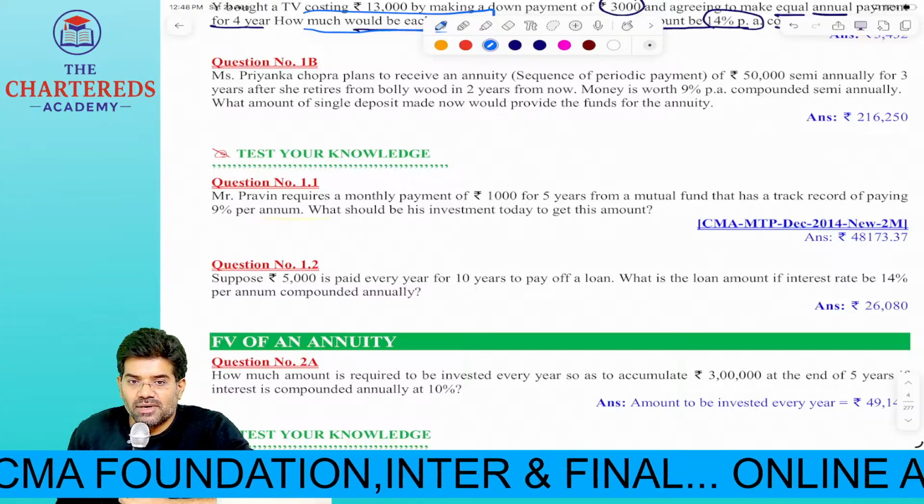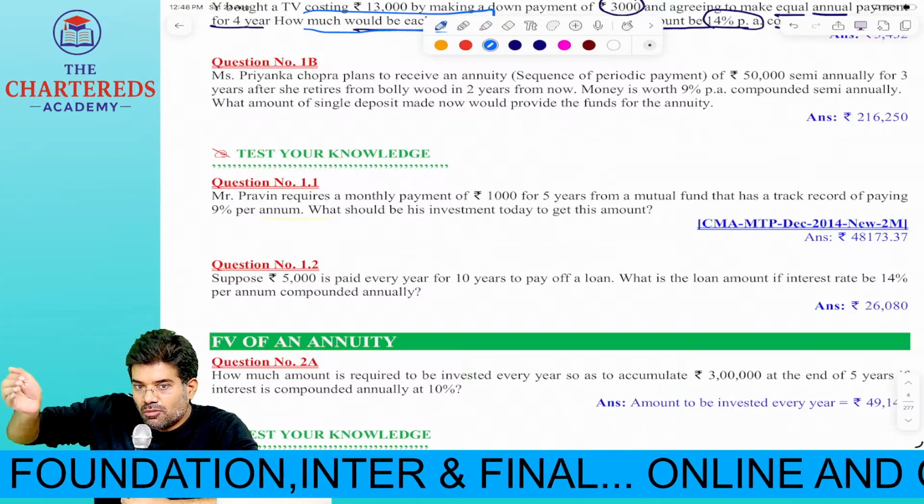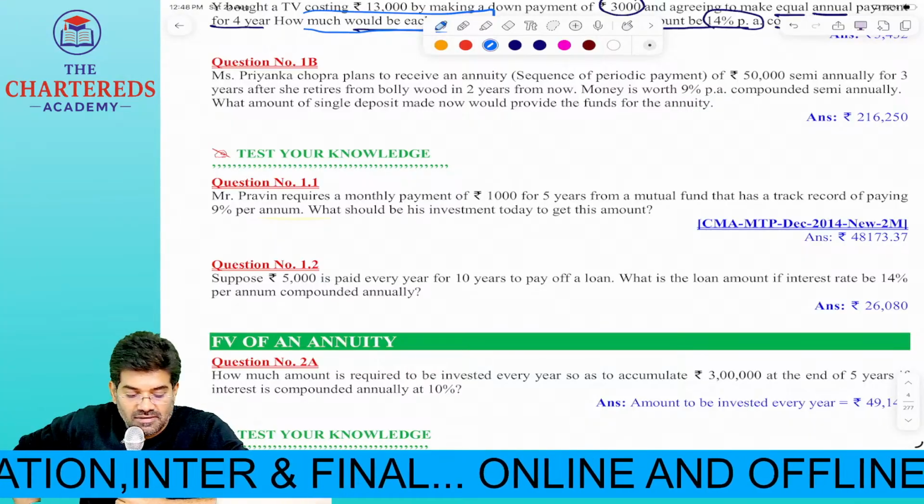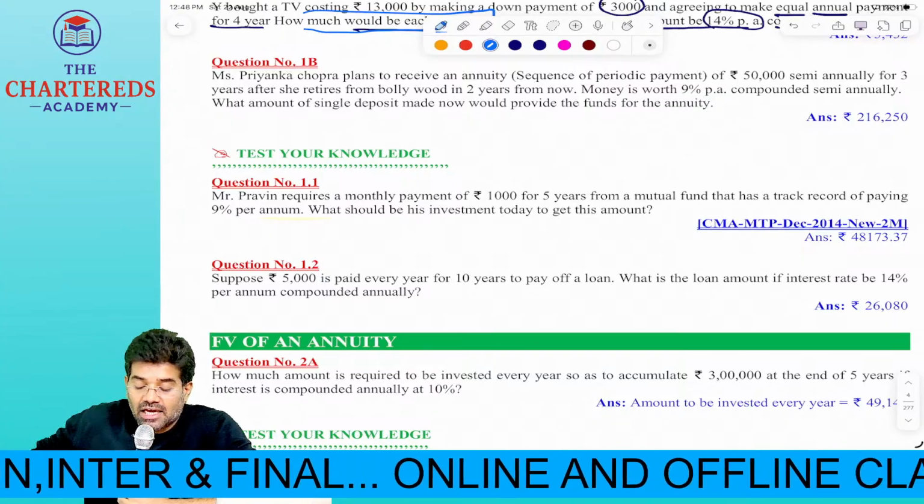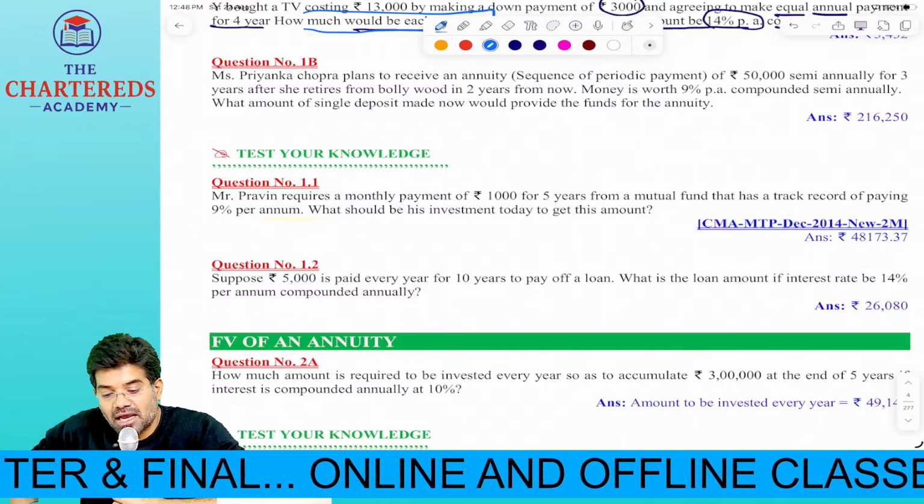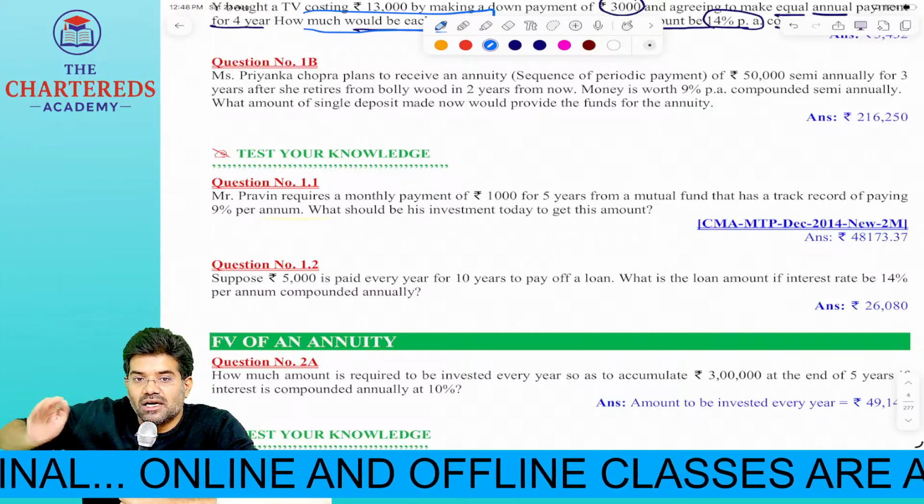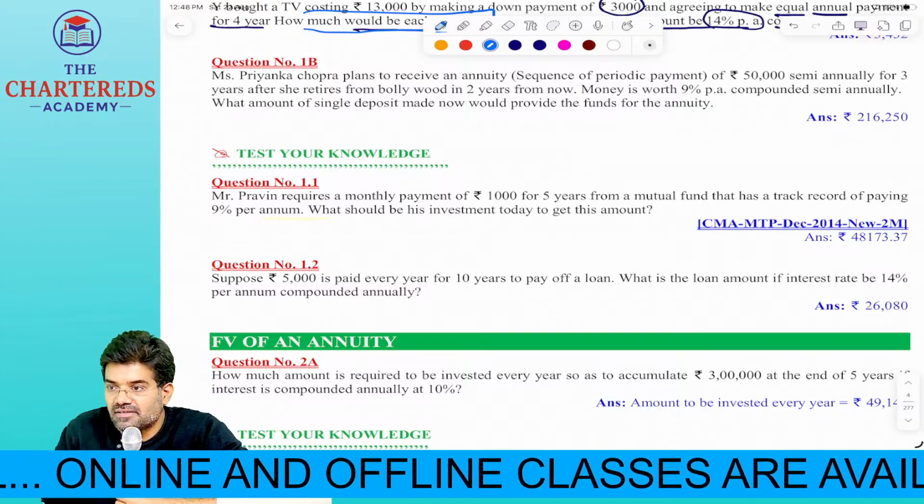Mutual fund is an investment. From that investment, how much is the inflow you are expecting? Monthly 1,000. That has a track record of paying 9% per annum. That mutual fund, historically, it has been paying a 9% return, it is giving constantly.